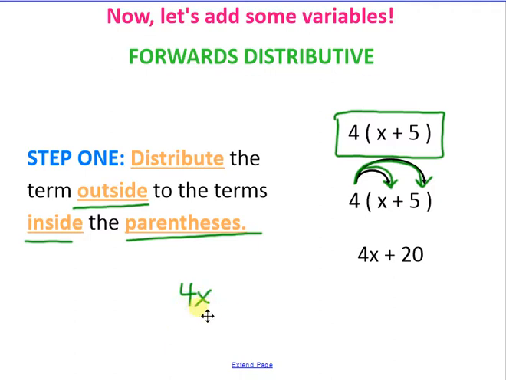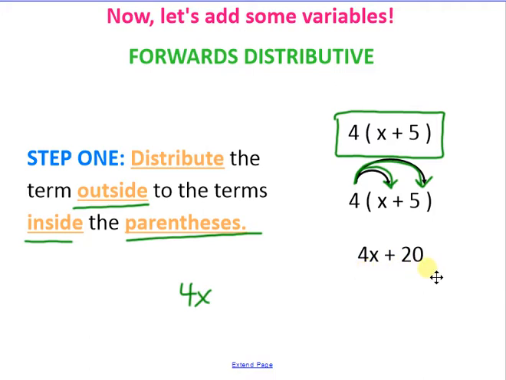So by putting them together next door to each other, like we've talked about throughout the school year, we know that the 4 and the x is being multiplied to each other. So 4 times x is 4x, and then 4 times 5 is 20. Now, we cannot go any further because we cannot add 4x plus 20.